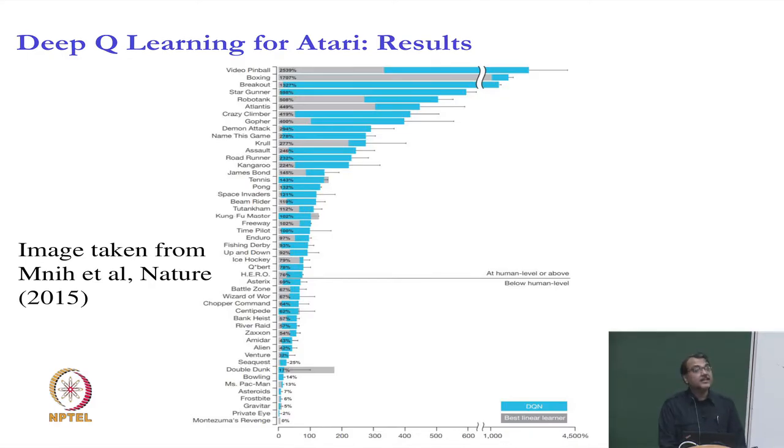These are all the Atari games on the x-axis. And of course, there was one game which was the hardest for them, and that was, do you guys know? It is called Montezuma's Revenge.